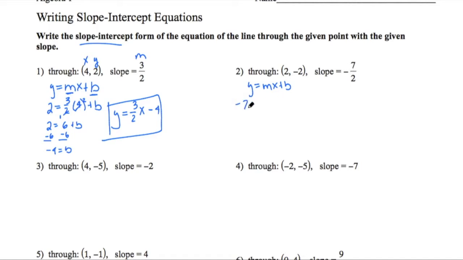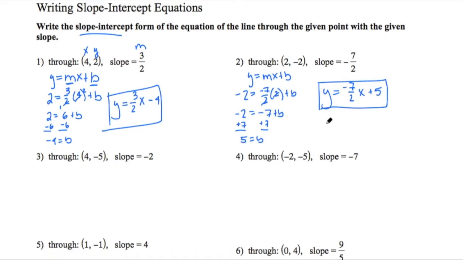So y is negative 2 equals negative 7/2, x is 2, plus b. Great, we got to solve. Negative 2 equals, the 2's cancel here, so just negative 7 plus b. We'll add 7 to both sides, and we'll get 5 equals b. So our equation is y equals, bring in our slope, negative 7/2 x, b we found is 5, so plus 5.